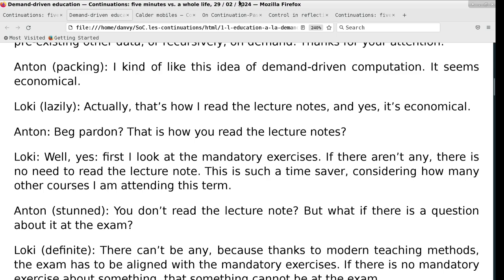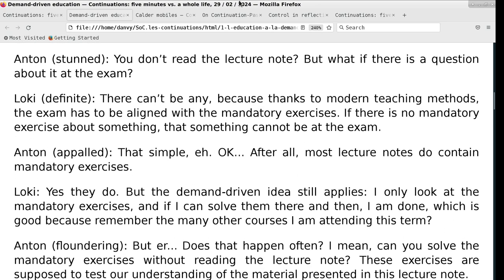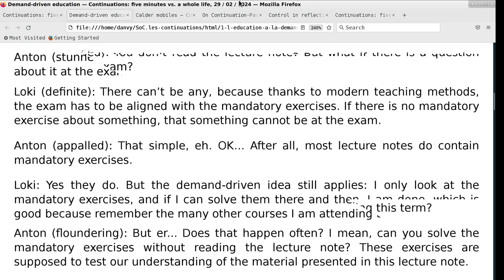You don't read the lecture notes? But why? There's a question about it at the exam. There can't be any, because thanks to modern teaching methods, the exam has to be aligned with the mandatory exercises. If there is no mandatory exercise about something, that something cannot be at the exam. Simple.